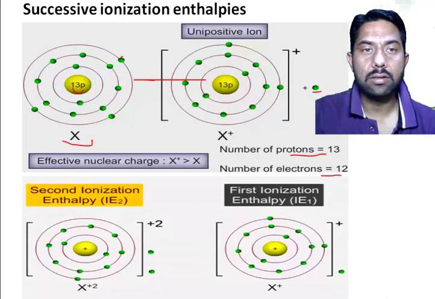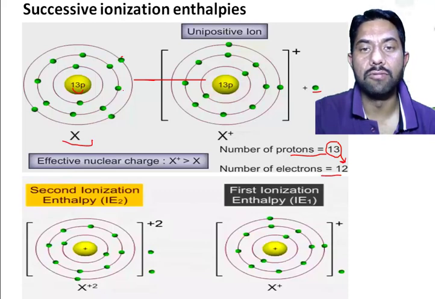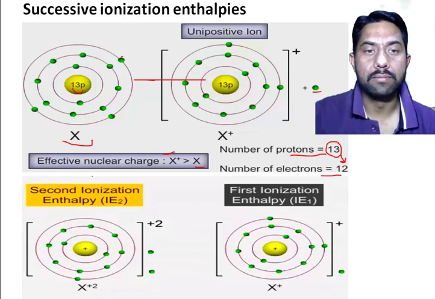As we know that nucleus always attracts electrons, because the nucleus carries net positive charge and electrons have negative charge. So there is always a force of attraction that we call nuclear charge or effective nuclear charge. Now out of these two, which one will have greater effective nuclear charge? It's obvious that 13 protons will attract 12 electrons with greater force. Hence, effective nuclear charge in the unipositive ion will be greater than that of its atom.